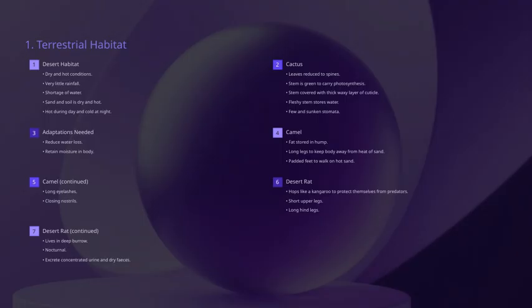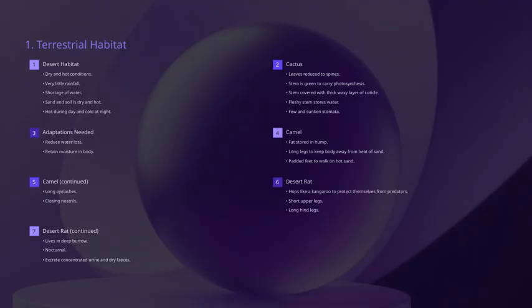In terms of animals, camels are well known for their adaptations. They have long eyelashes to protect their eyes from sand, and they can close their nostrils to prevent sand from getting in. They store fat in their humps, which can be used as a water and energy source later. Their long legs help keep their bodies away from the hot ground, and padded feet make walking on hot sand easier.